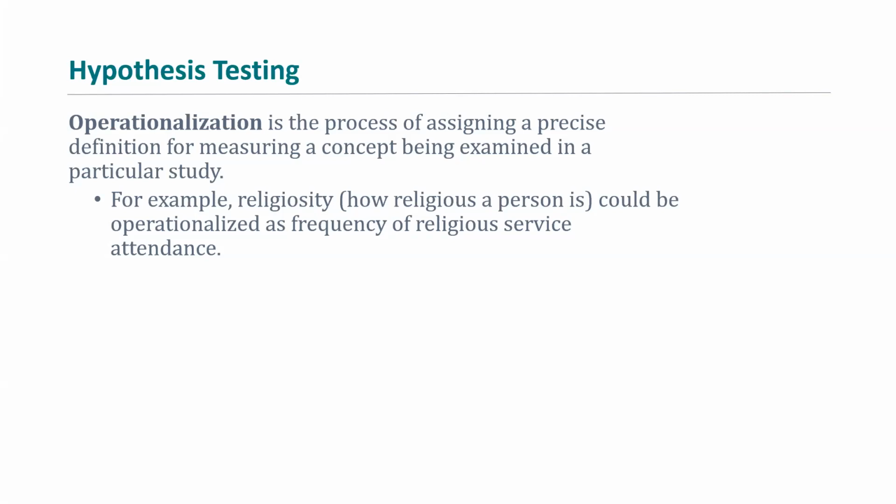Operationalization is the process by which a researcher specifies the terms and methods they will use in a particular study and is an important aspect of hypothesis testing. An example that your book gives is how we can look at religiosity, or how religious someone is, which could be operationalized as frequency of religious service attendance.